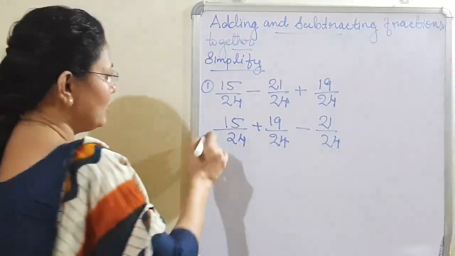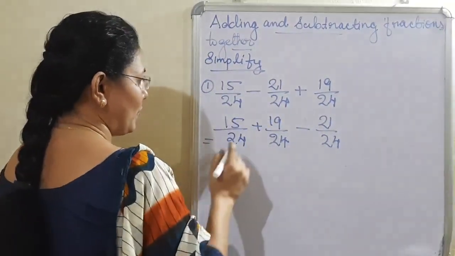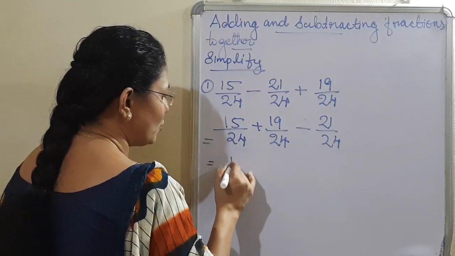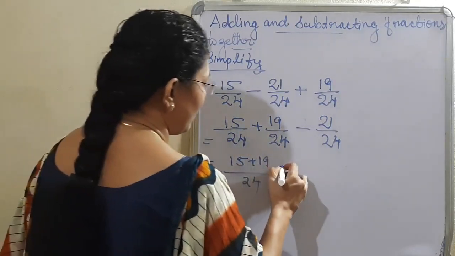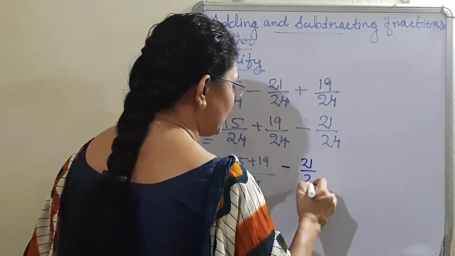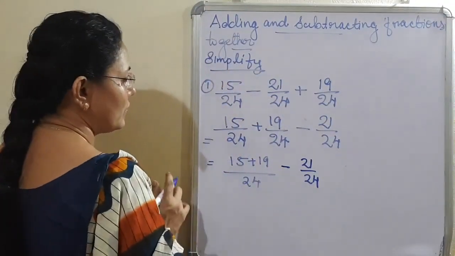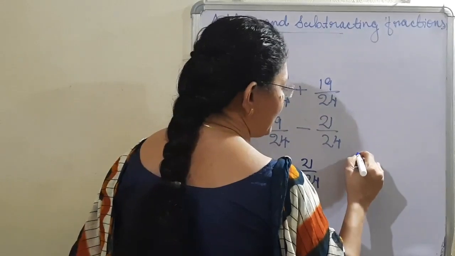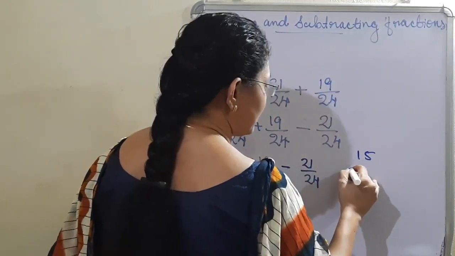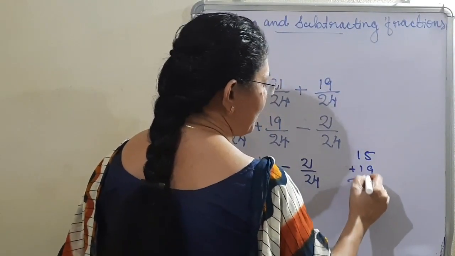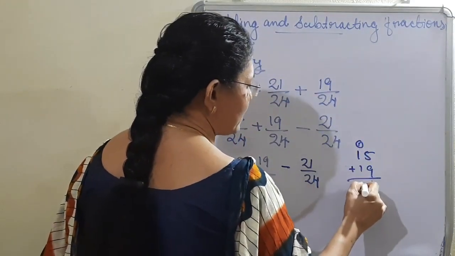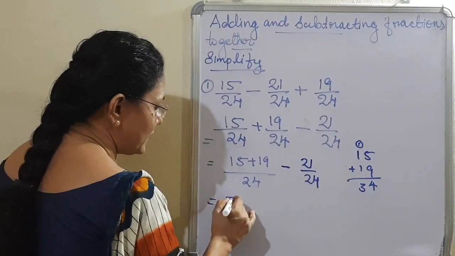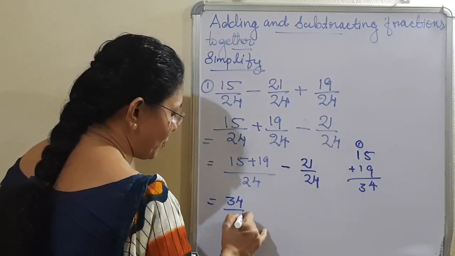Now you know that 15 by 24 and 19 by 24, what to do? 15 plus 19 by 24. Then we have to subtract 21 by 24. Okay, now we can add 15 and 19. 15 plus 19. 9 plus 5 is 14. 1 carry. 1 plus 1 plus 1 is 3. It is equal to 34 by 24.